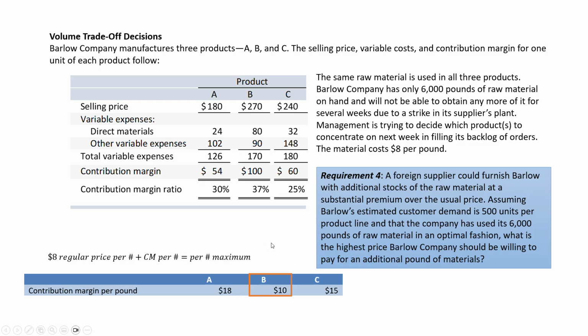To find the maximum amount you'd be willing to pay as a premium, take the $8 you already pay for material, and to that, add the contribution margin that you're earning per pound for B, and that would be the absolute maximum price. Again, $8 regular price plus the $10 in contribution margin that you're earning for B, that would give you the maximum absolute price that you're willing to pay. Now, if you pay that maximum price, you're not going to earn any profitability for B.